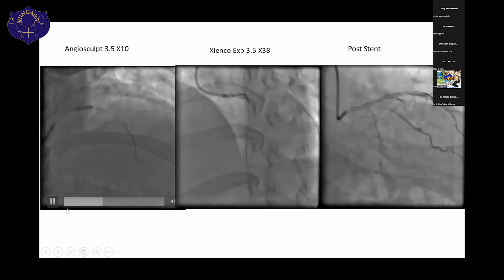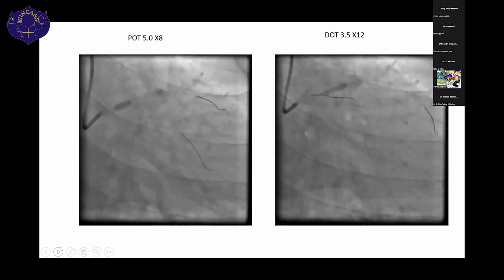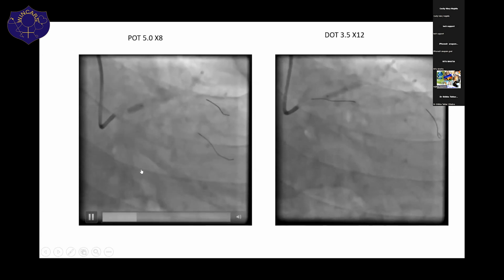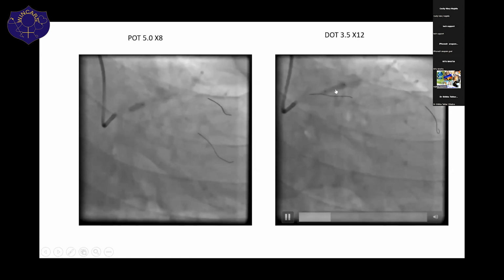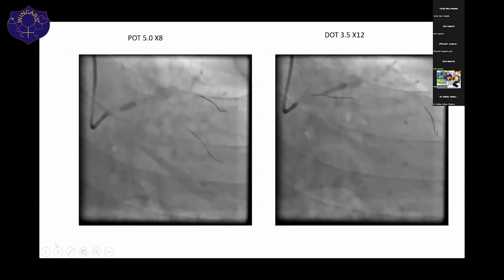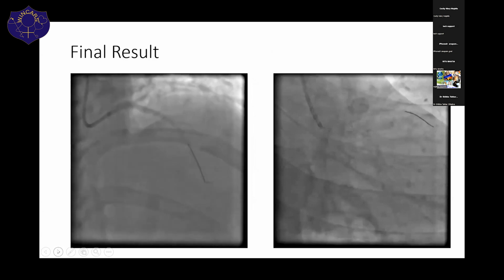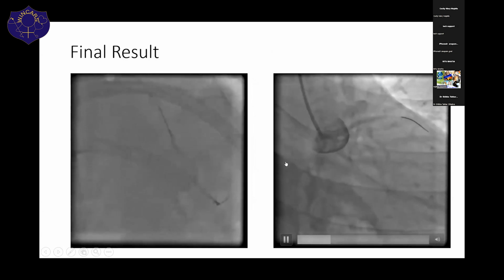You can see that there is not much plaque shift. And then we did a POT. We chose the 5/8 POT. Then we did a distal POT, with a 3.0 by 12. We did a POT, and then this is the result of the left main.